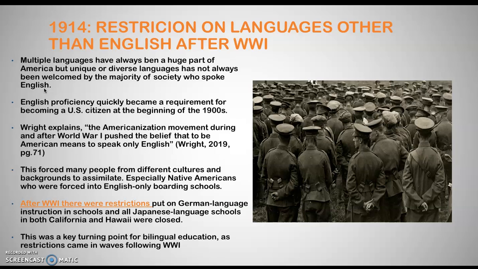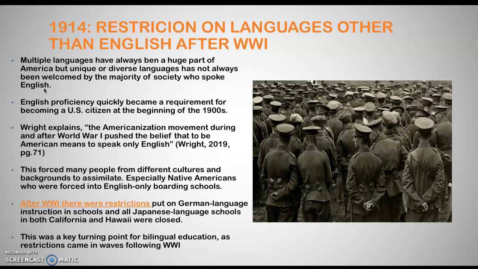Next, we'll talk about the year 1914. During this year, there were restrictions on languages other than English following World War I. Multiple languages had always been a huge part of America, but unique or diverse languages had not always been welcomed by the majority of society who spoke English. English proficiency quickly became a requirement to become a U.S. citizen at the beginning of the 1900s.